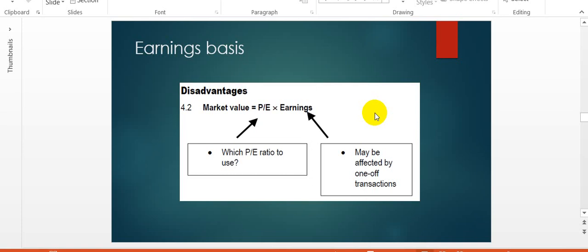The earnings, on the other hand, can also be affected by one-off transactions where, for example, an entity sold an asset in one particular year, and there was no asset sold in another year. So there are other aspects which may affect the earnings. So again, this would cause problems in using this ratio.